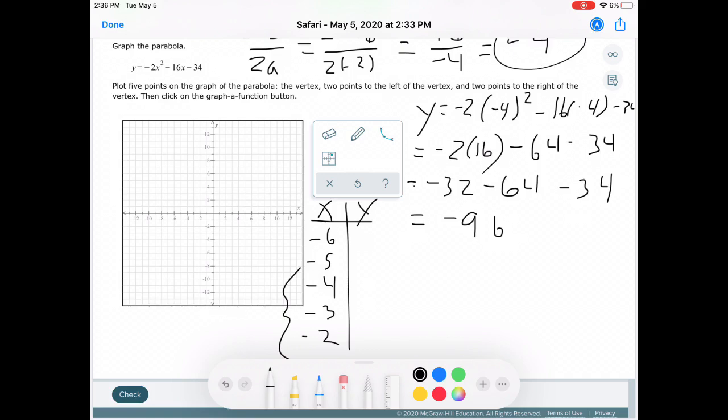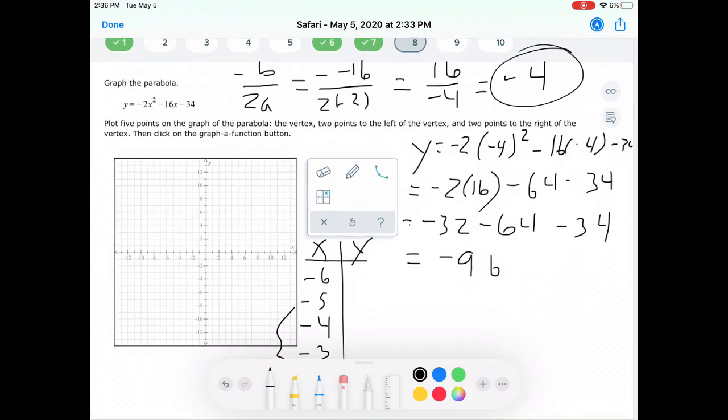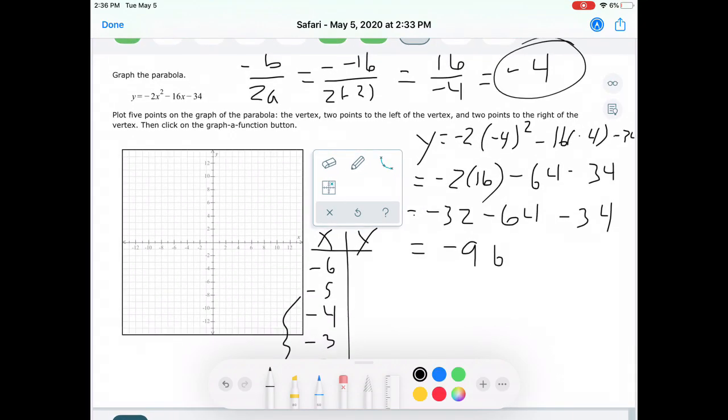And when I'm looking at this, something is not right. Where did my error occur here? That's where it occurred. Sloppy handwriting. That negative 16 times negative 4 should have been positive 64. I can go back real quick and fix that.